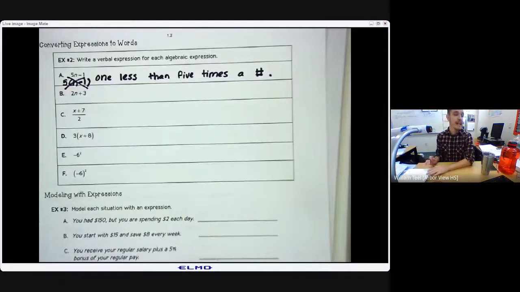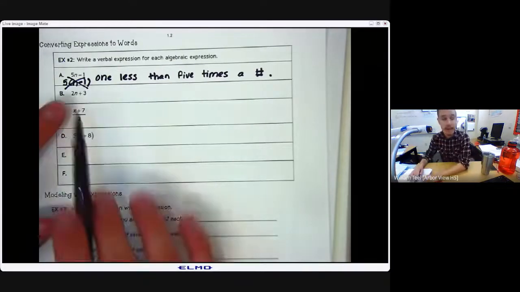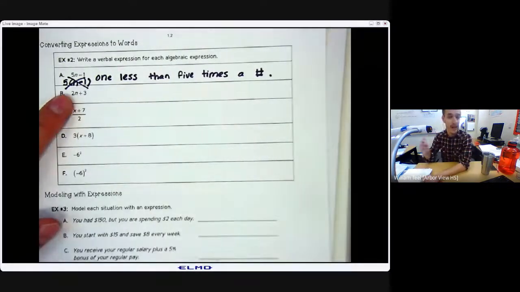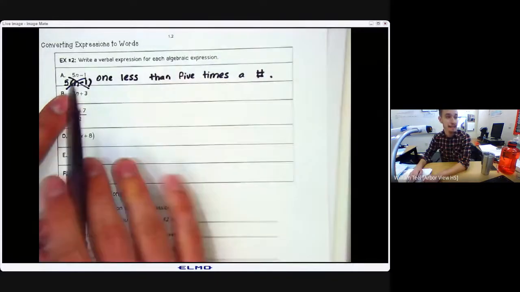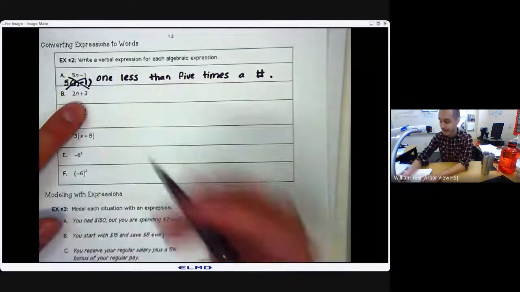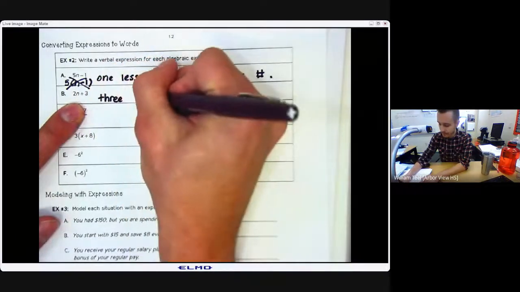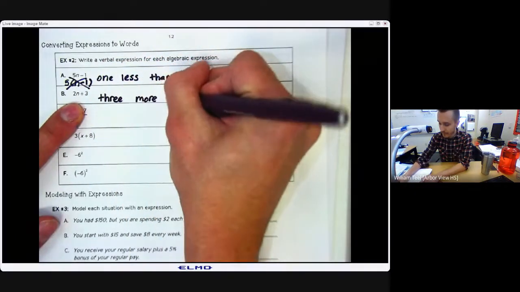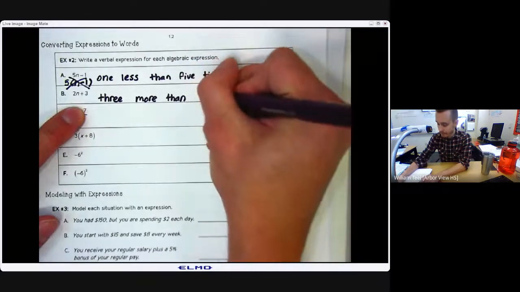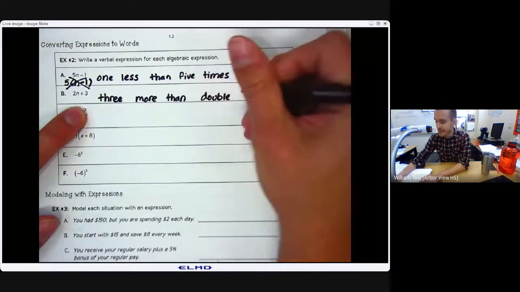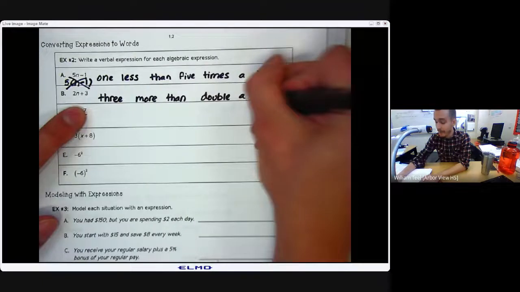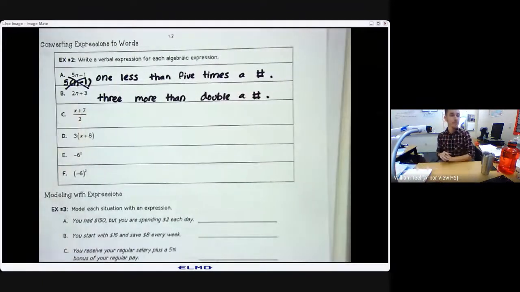All right, moving on to part B. So similarly, we have 2n plus 3. We have to be careful with our wording so that we're not mistaking this for something that would be written in parentheses. So what we're going to say is 3 more than double a number. You could also say 2 times the number. That would be fine. All right, so 3 more than double a number would be the way to represent this.